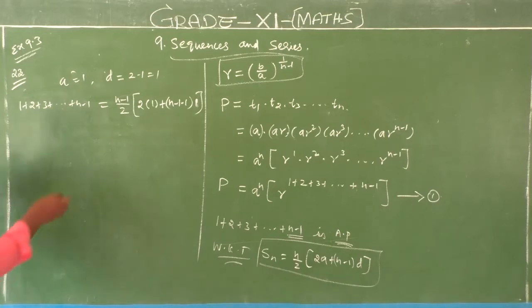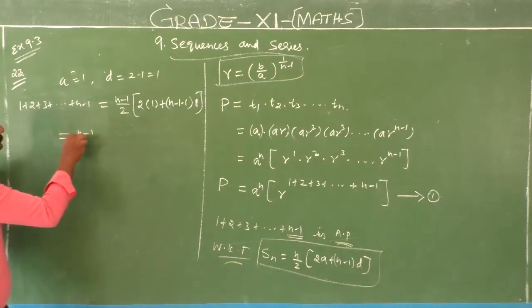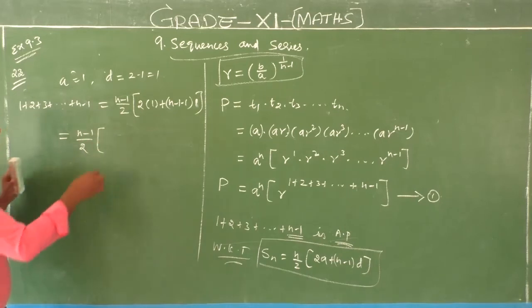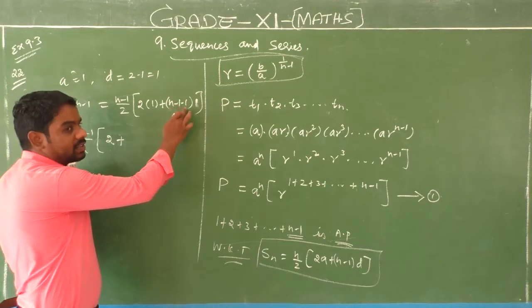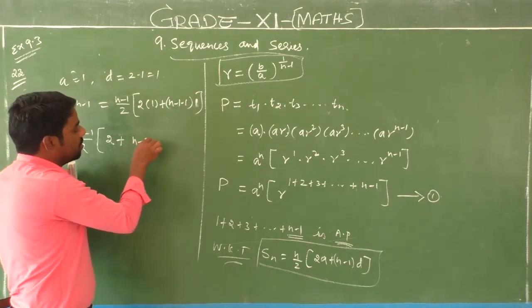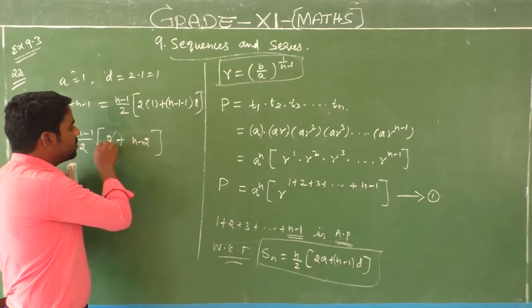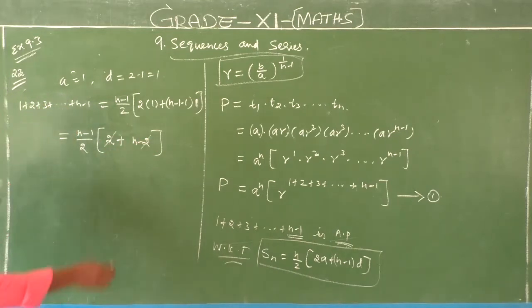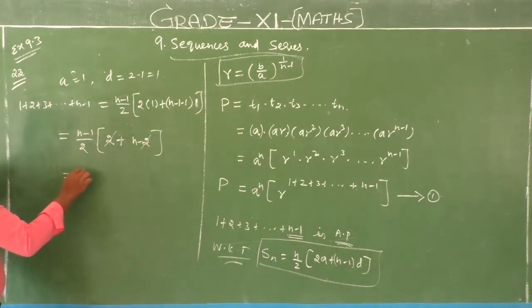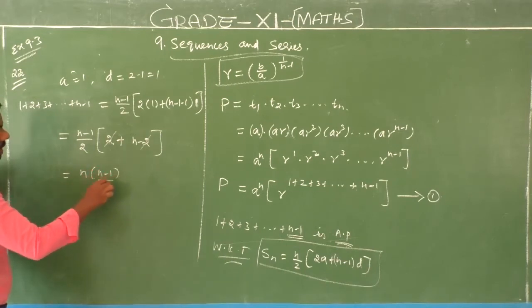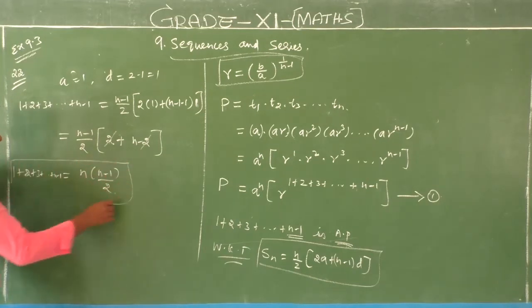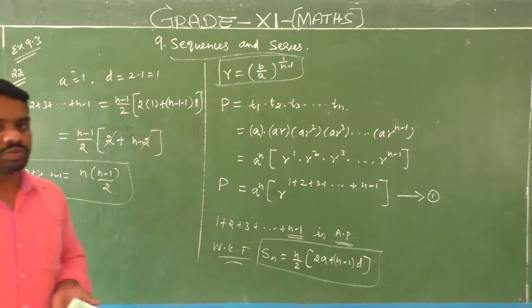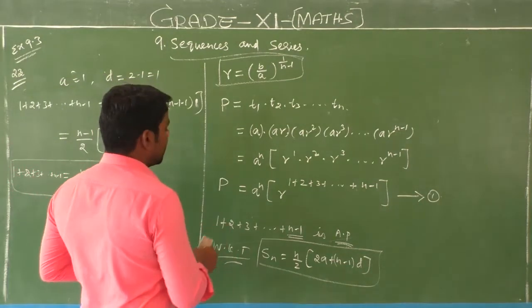Okay, so simplify this: (n-1)/2 into (2 into 1 is 2, plus n minus 1 minus 1 is n minus 2). Here plus 2 and minus 2 cancel, remaining n. So you see n into (n-1) divided by 2. So 1 plus 2 plus 3 and so on, plus n minus 1, is equal to n(n-1)/2.